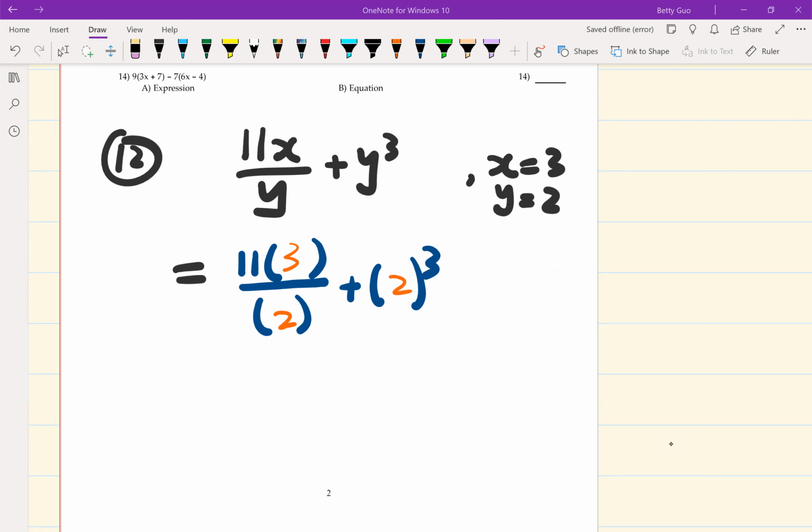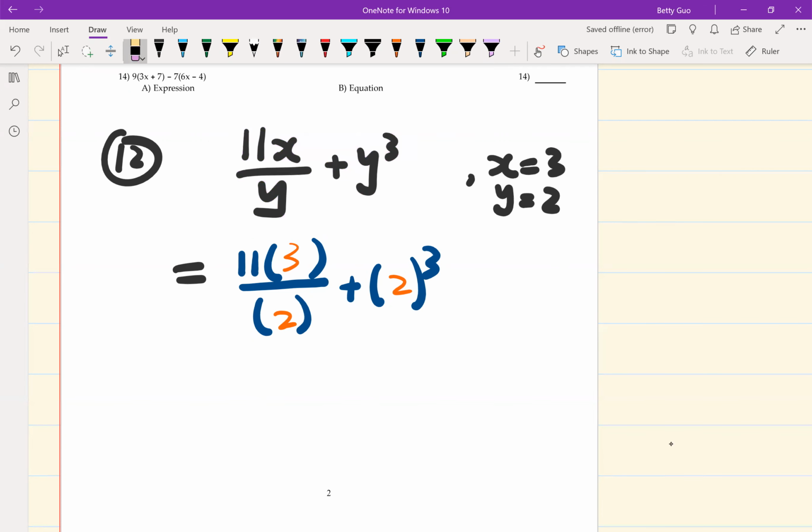Number 12. In this problem, we need to evaluate the expression in which there are two variables, x and y. We need to evaluate this expression for x equals 3, y equals 2. The value of this expression is not certain because x and y are variables, right? Only when the values of x and y are given, we know the value of the expression.